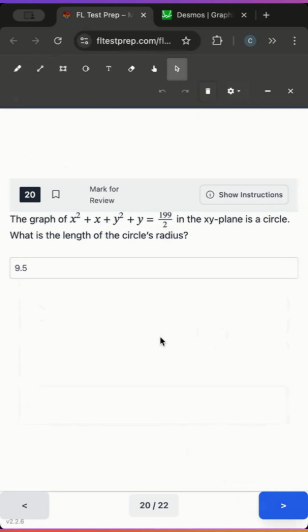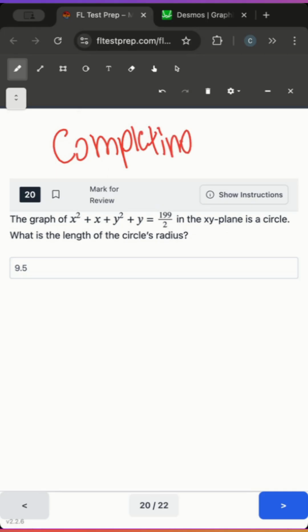Ooh, can you solve this tough circle problem on the SAT? The graph of x squared plus x plus y squared plus y equals 199 over 2 in the xy plane is a circle. What is the length of the radius? So what this means is you want to find the length of the radius. Normally they call this completing the square. It is a horrible math thing that the SAT makes you do, but thankfully we have Desmos in our back pocket to make this a lot easier.